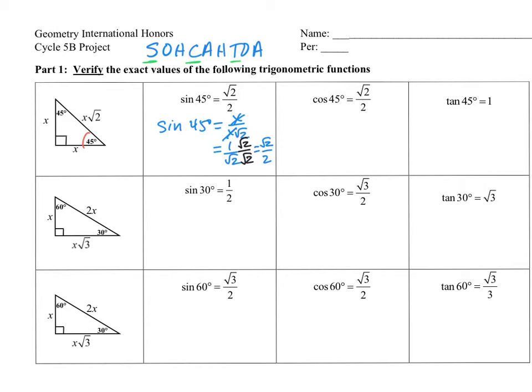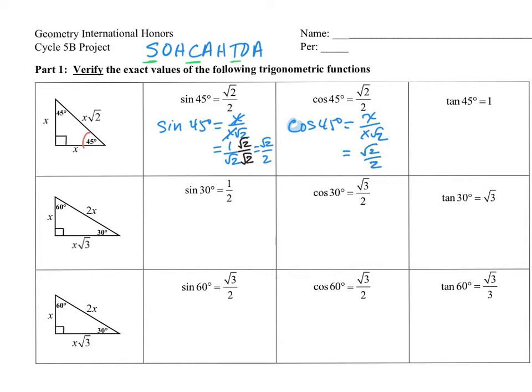So we have just verified that the sine of a 45-degree angle is equal to the square root of 2 over 2. Now let's do the same thing with the cosine of a 45-degree angle. Cosine is the adjacent side to the hypotenuse. Let's look at this 45-degree angle. With respect to it, x is the adjacent side and x times the square root of 2 is the hypotenuse. So we get x divided by x times the square root of 2, which is the same thing that we got here. So we'll skip the work. We already know that once we simplify that, it's going to simplify to the square root of 2 over 2.